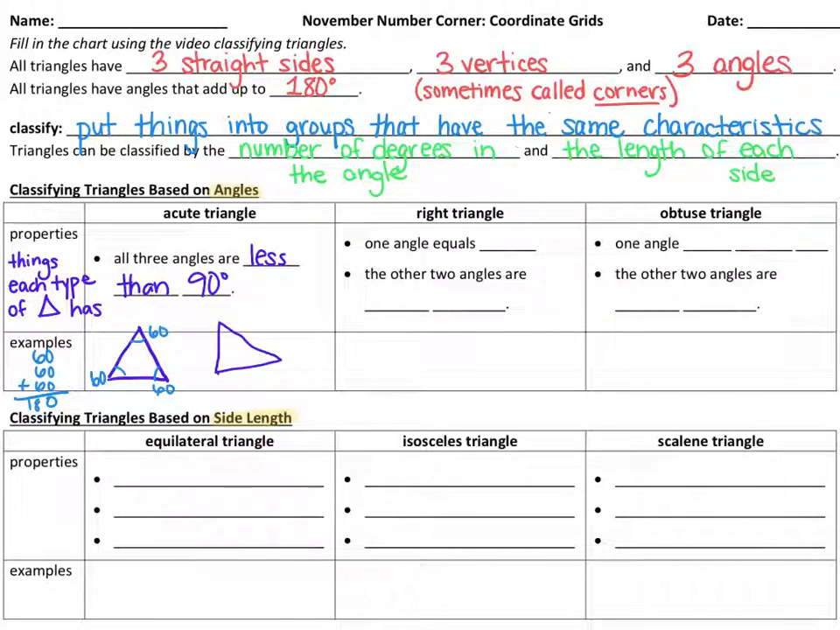Here's another triangle. You need to be drawing these also. Let's say this one is 80 degrees, and this one is 80 degrees, and this one is 20 degrees. All 3 of these are less than 90 degrees. So that makes them acute triangles.